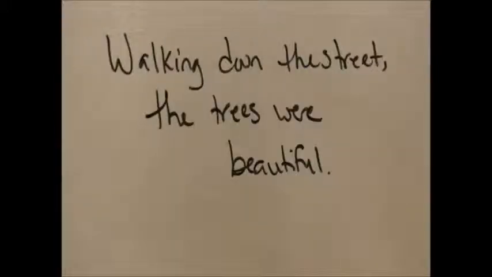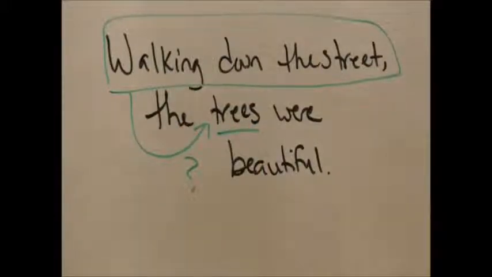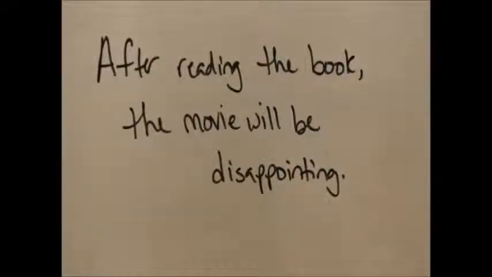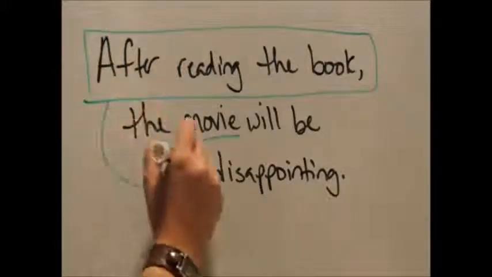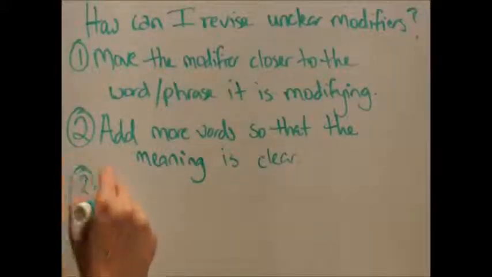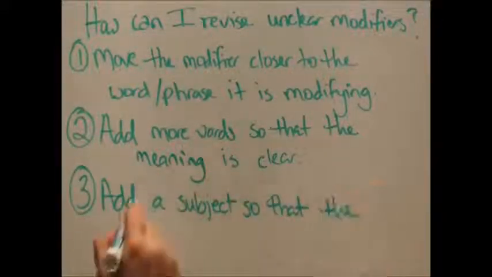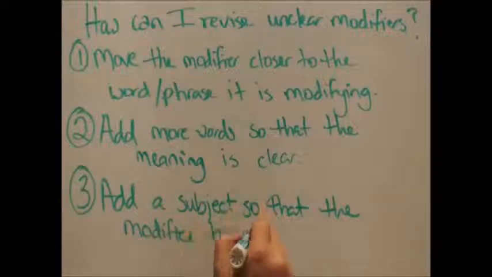This is called dangling. In other words, it's going to leave us hanging. We're going to be missing something. For instance, walking down the street, the trees were beautiful. I didn't know that trees walk down the street outside of Lord of the Rings. Or, after reading the book, the movie will be disappointing. Movies are reading now? When did that happen? So how can we fix this? Well, sometimes you just need to add a subject so that the modifier has something to modify.